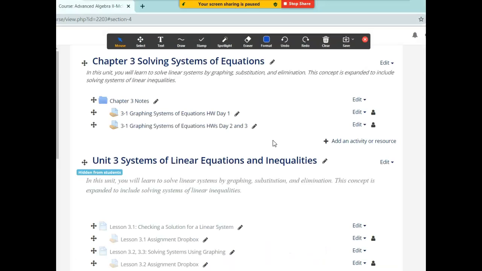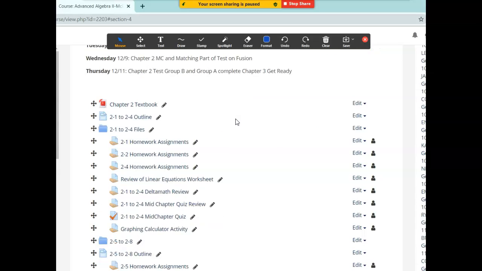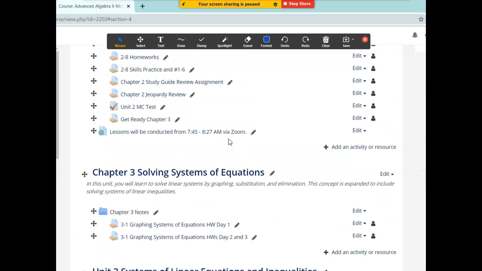Now on your Fusion Flex, we are done with chapter 2. I'm going to give it a day or two more in case I need to do some stuff on there. But we are starting chapter 3. So you should have a chapter 3. It has a folder with your notes in it. The notes are also on Teams. And then there's a Dropbox for tonight's homework assignment. And then there's a Dropbox for next Wednesday where you'll drop off Monday and Tuesday's notes.